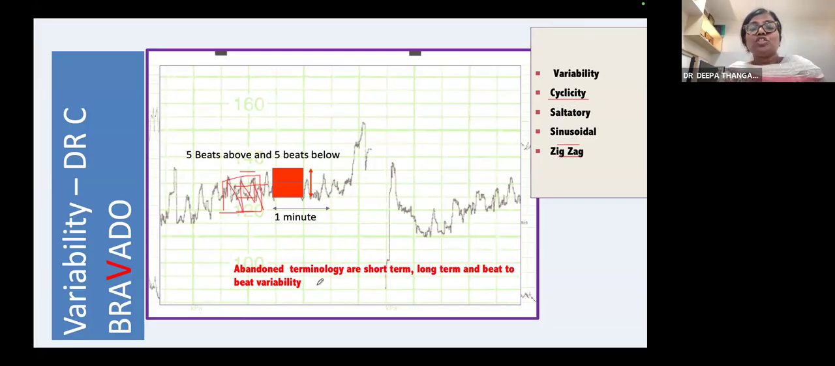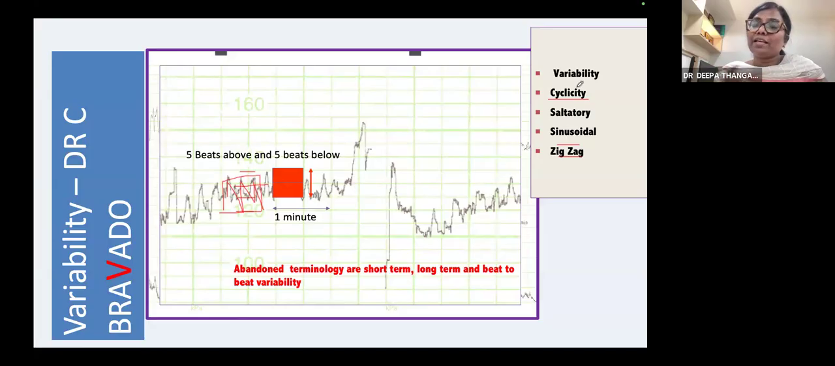Okay, I'll teach you. Whenever you tell about variability, you have to tell what the variability is: 8 beats, 5 beats, or 10 beats, and whether the cyclicity is present. Cyclicity means the baby will have a sleep-wake cycle. For some period in the 40 minute trace, the baby's variability will be less than 5 beats. That is also normal.